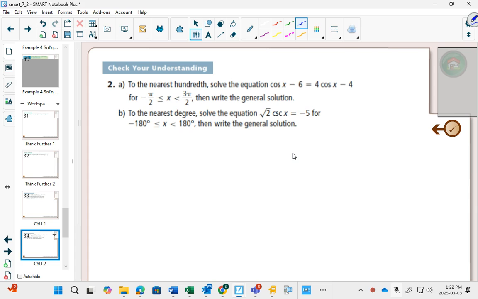Very similar to a grade 11 question, but this time they give us a domain, and the domain is a little bit different than what we're used to. It goes from negative pi over 2 to 3 pi over 2. They also want us to write a general solution.